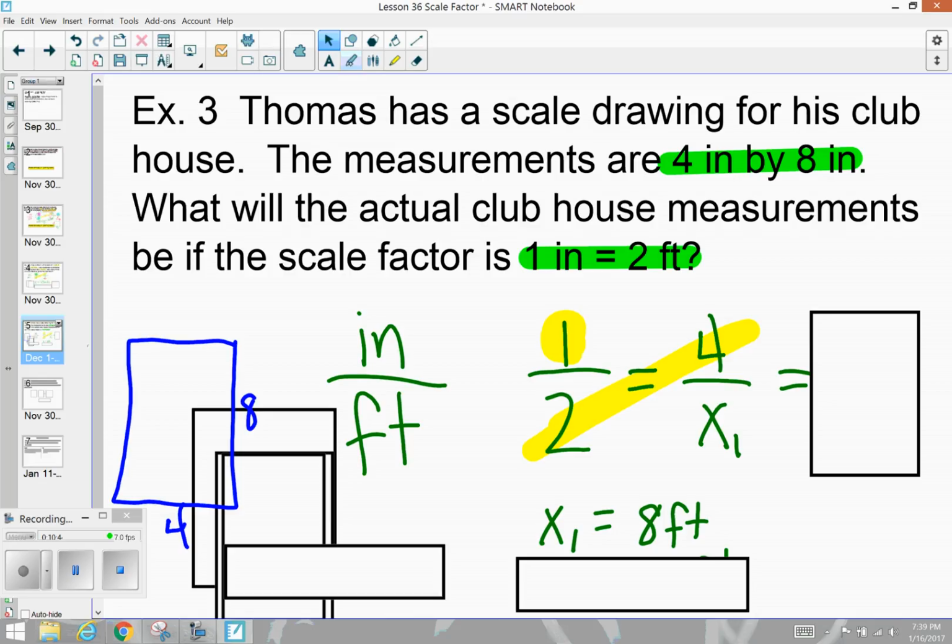So if we go in with our pen, what does this really mean? If it was 4 inches in feet, it's going to be 8 feet. That's cool. All right, so let's figure out what about the next one.